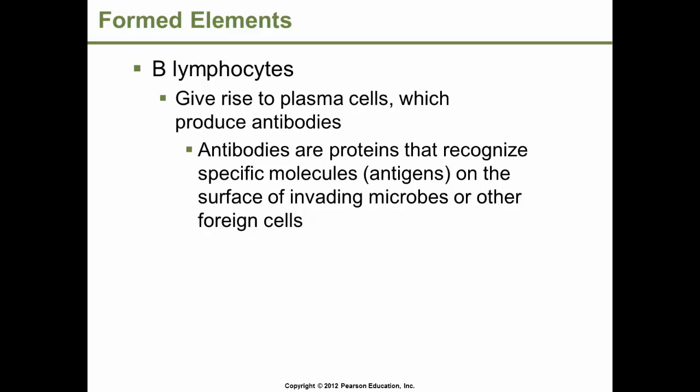B lymphocytes are the white blood cells that give rise to plasma cells. These plasma cells in turn produce antibodies, which fight against infection. Antibodies are the proteins that recognize specific molecules, antigens, on the surface of invading microbes or other foreign cells. After recognizing the foreign cell by its antigen, the antibodies help prevent it from harming the body. So B lymphocytes give rise to the plasma cells, which in turn give rise to antibodies that help to fight against infection.